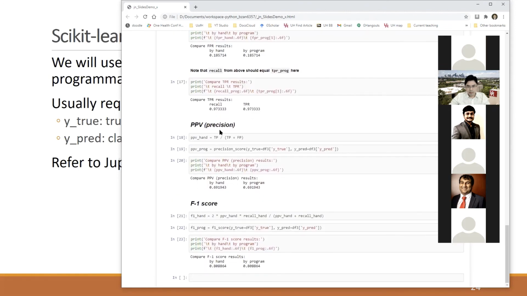You can get precision, positive predicted value, by using the precision score. You can get the F1 score by using the F1 score function. So you can get these five fairly quickly from scikit-learn. For some of the other terms, you can use the 1 minus technique to calculate those fairly easily. For the rest of it, you probably have to calculate by hand.